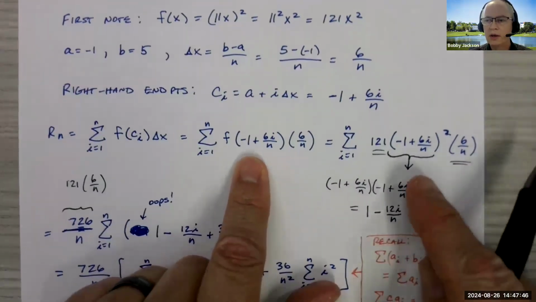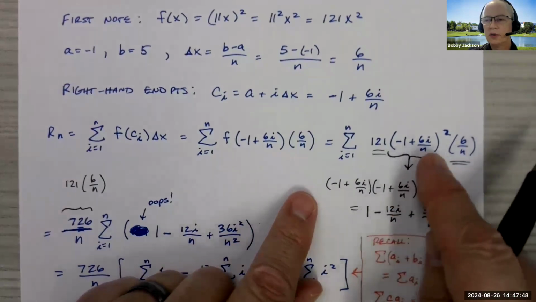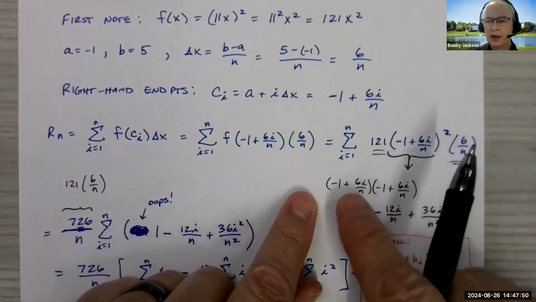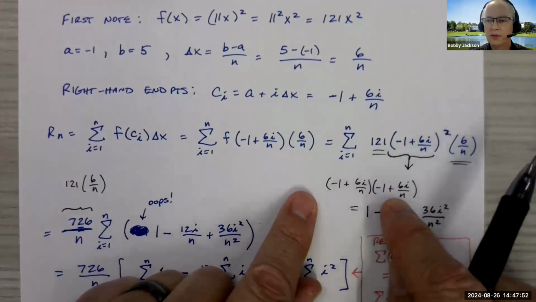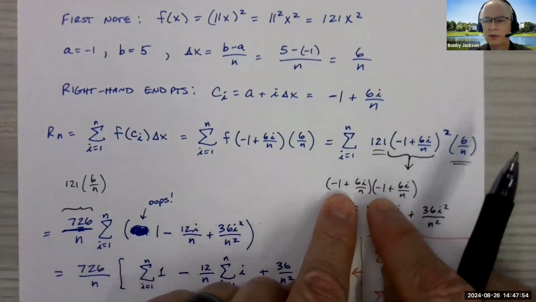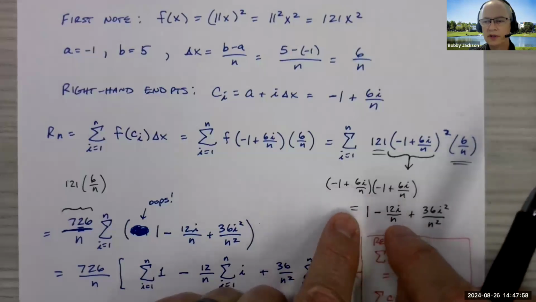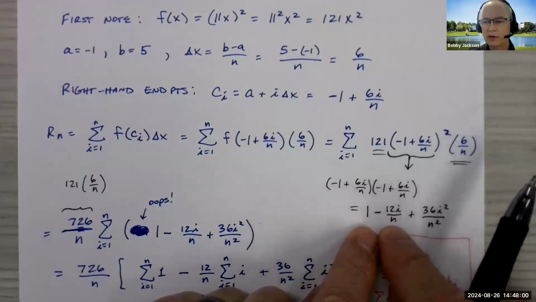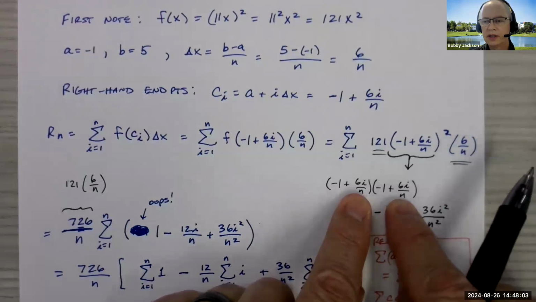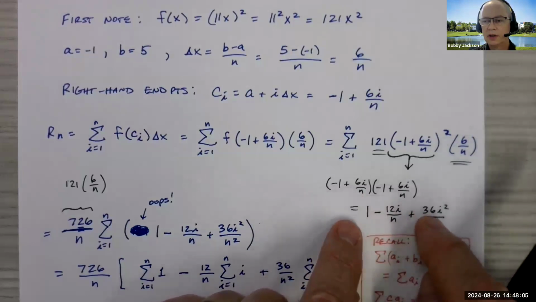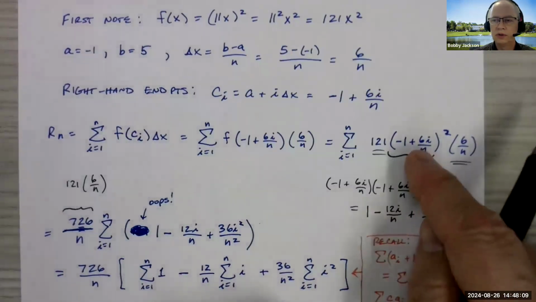Okay, and then what is this quantity squared? So be careful. It's this times this, so foiling that out, I get -1 times -1 is +1. The outer and inner terms are -6i over n, so they add to -12i over n, and the last times last is 36i squared over n squared. So be careful when you square that out.